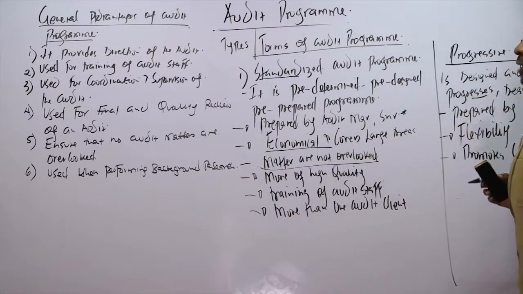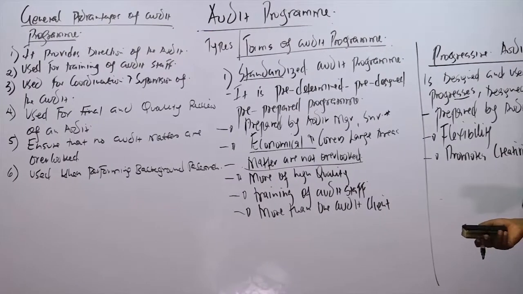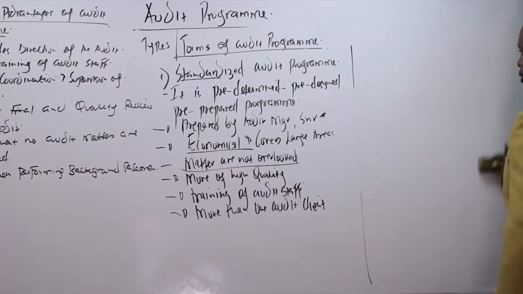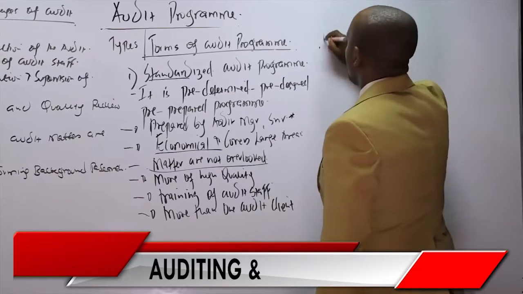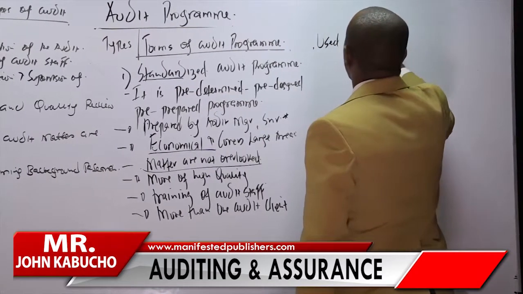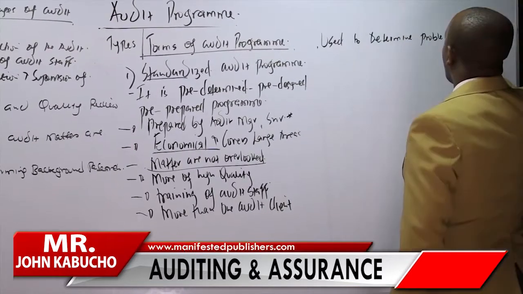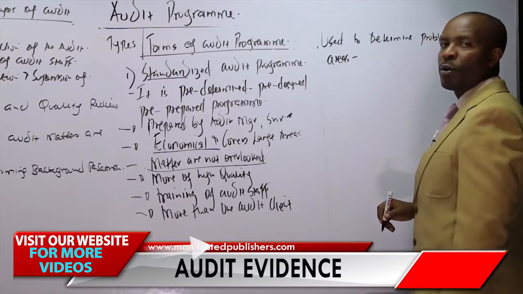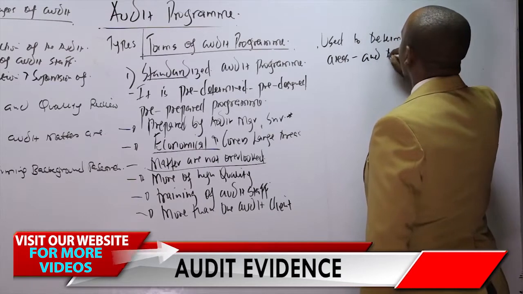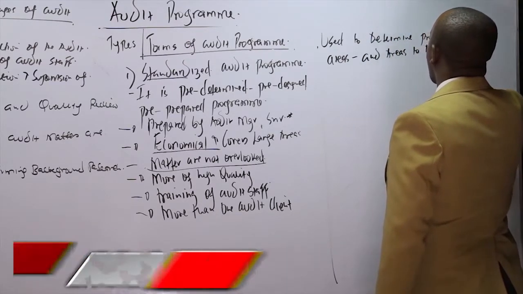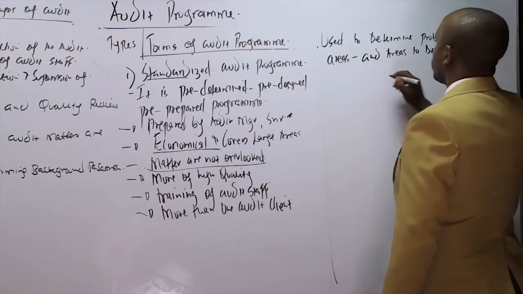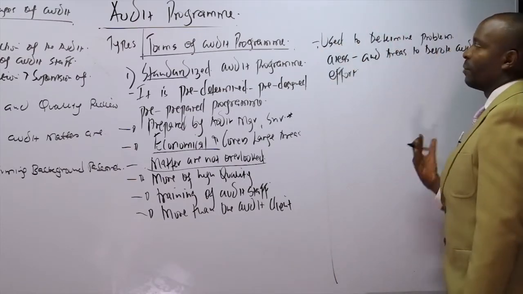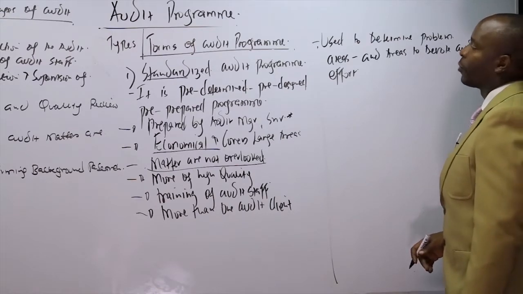So it can also be used maybe for risk analysis, for determining problem areas and working on those particular areas. So one more point that I would wish to put forward here is that it is used to determine problem areas, to determine which areas you're going to put more emphasis on and areas to devote audit effort. So an audit program can also be used to assess problem areas and areas that need more effort.